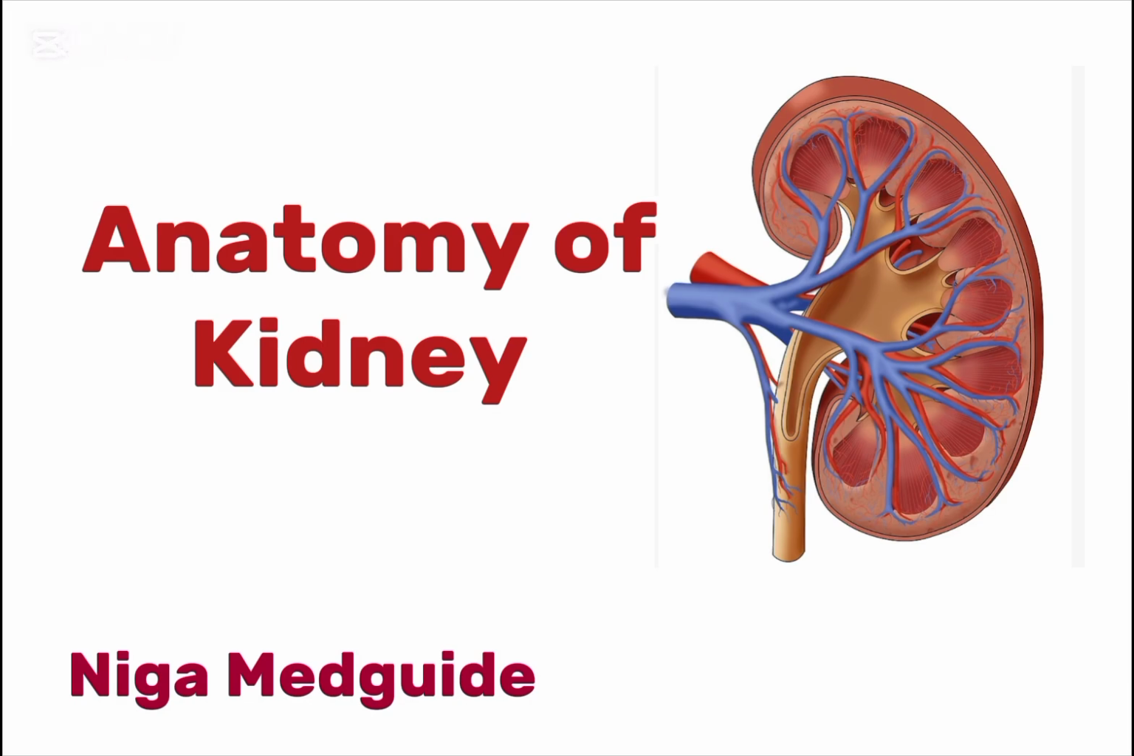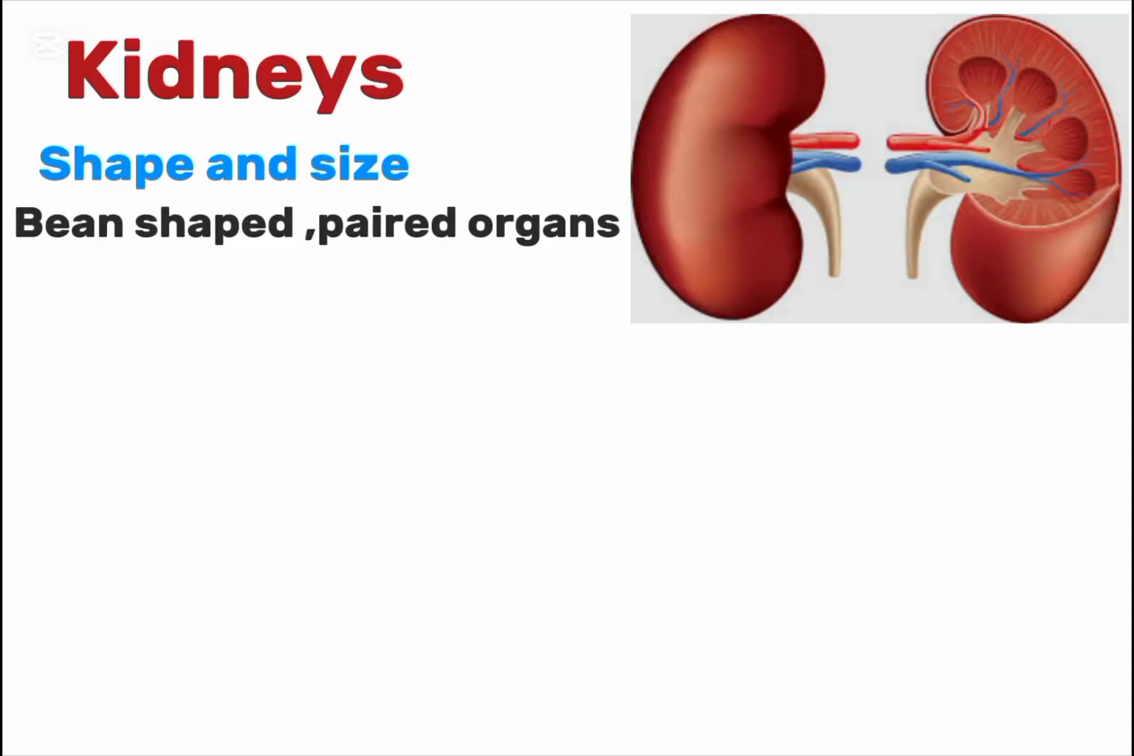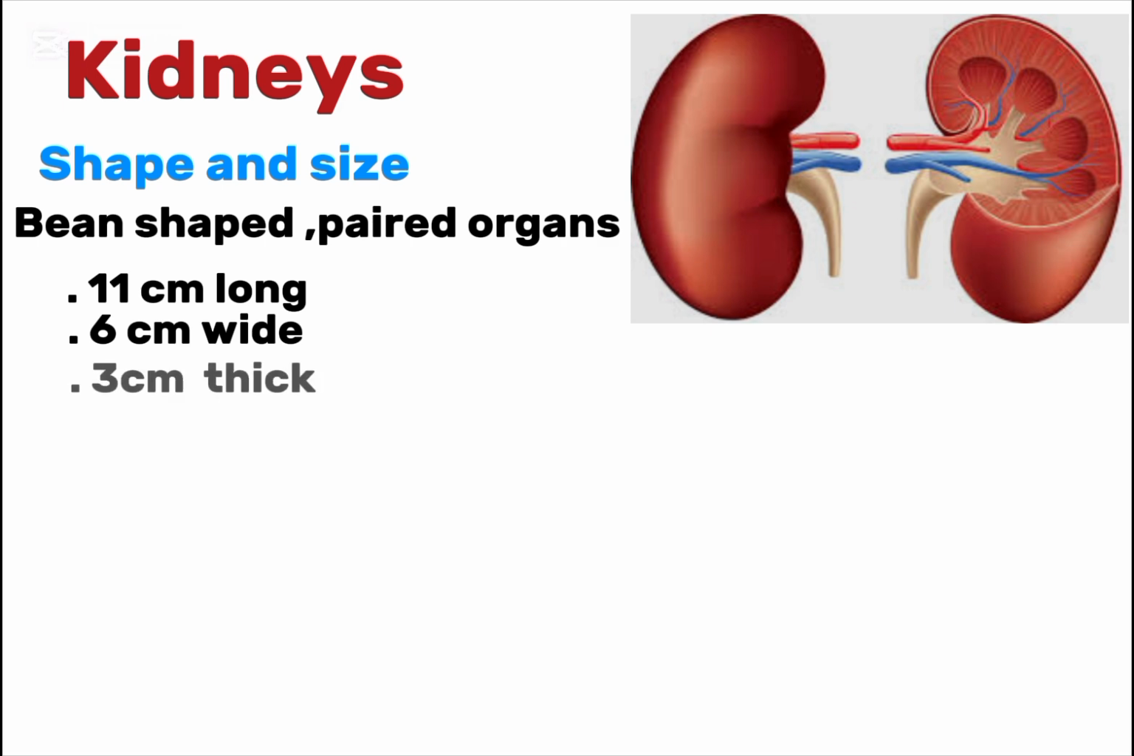Today we will discuss anatomy of the kidney. Kidneys are the bean-shaped paired organs of the urinary system. They are about 11 centimeter long, 6 centimeter wide, 3 centimeter thick and weigh about 150 gram.